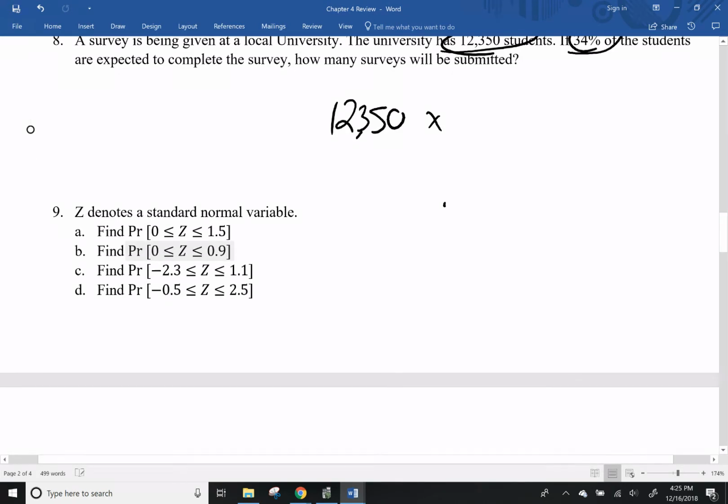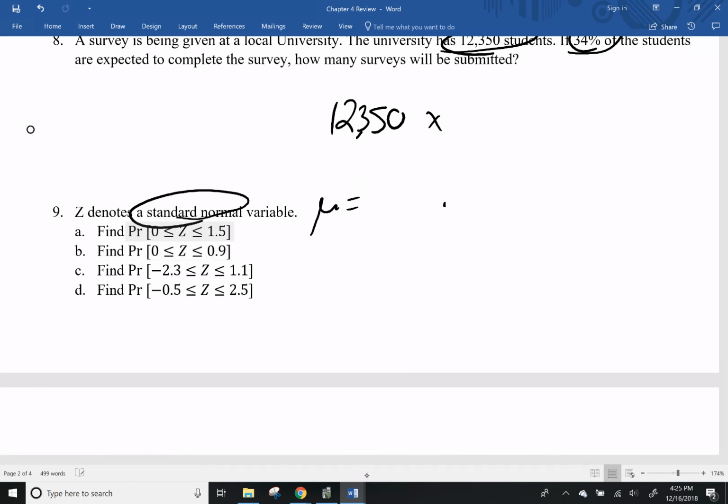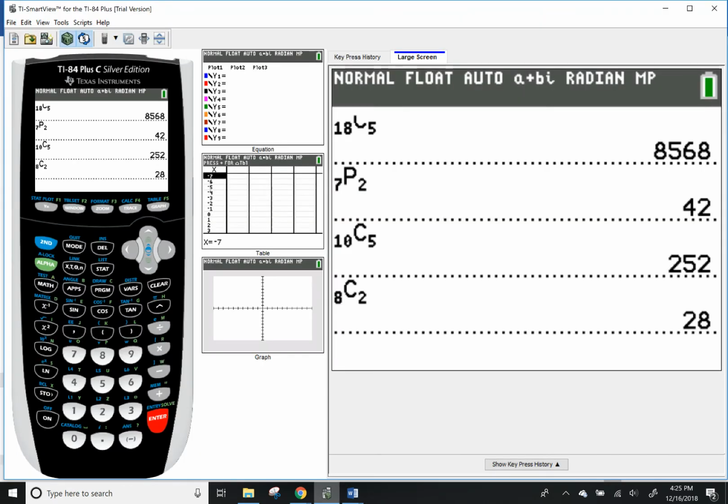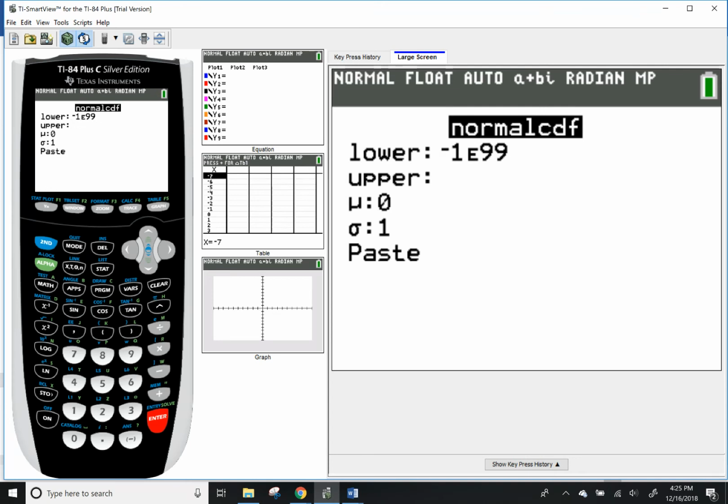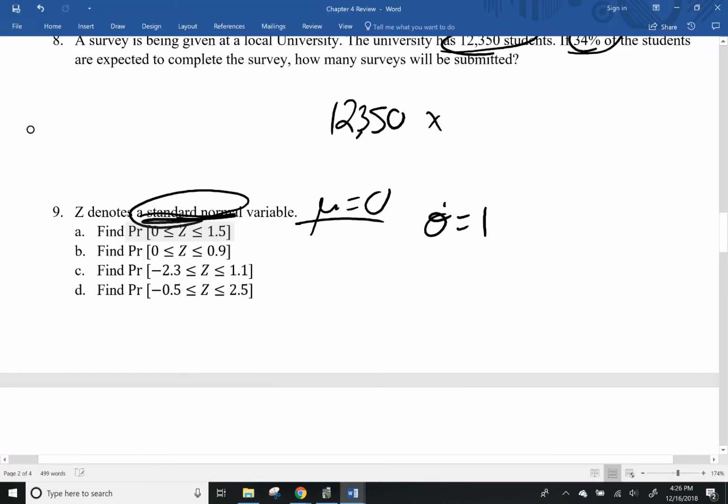Okay. Number 9. This is just where you type a lot of this in your calculator. So we're going to find the probability from 0 to 1.5. Standard normal means that the mean is 0 and the standard deviation is 1. So whenever you see standard normal, you have to remember these values that go with it, because we need to use them in the calculator. All you're going to do is go to second vars and then normal CDF. We're going to type our lower bound, and for number 9a, our lower bound is 0 and our upper bound is 1.5.